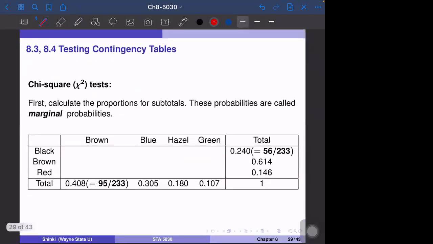Okay, so now the formal procedure. At first, in general, how to calculate the expected table. At first, we compute the marginal sample proportion. If we have 56 black hair students out of 233 total students, then we take the sample proportion, 0.24, and we can do the same for all other marginal probabilities. These are called marginal probabilities because they are just the margin of the table.